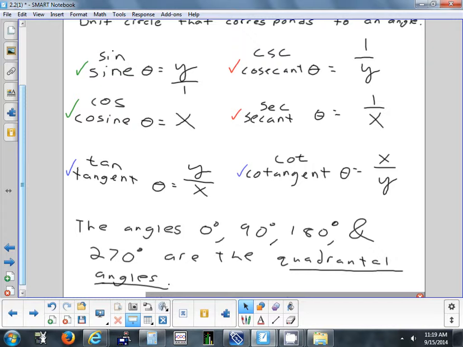Is that a cube or is it? Quadrantal, cube. Bless you.